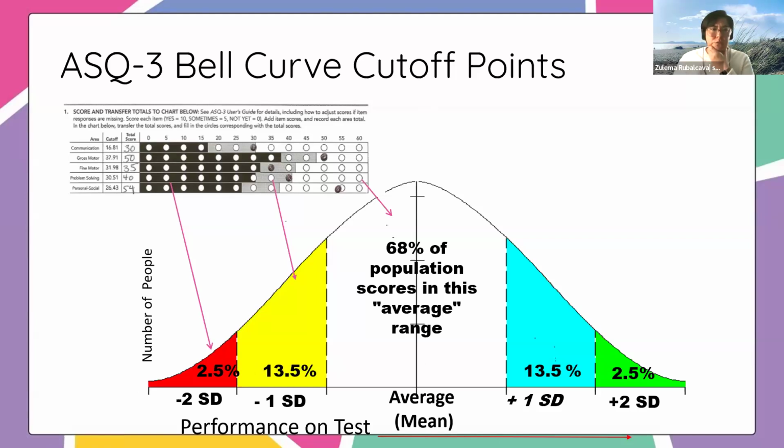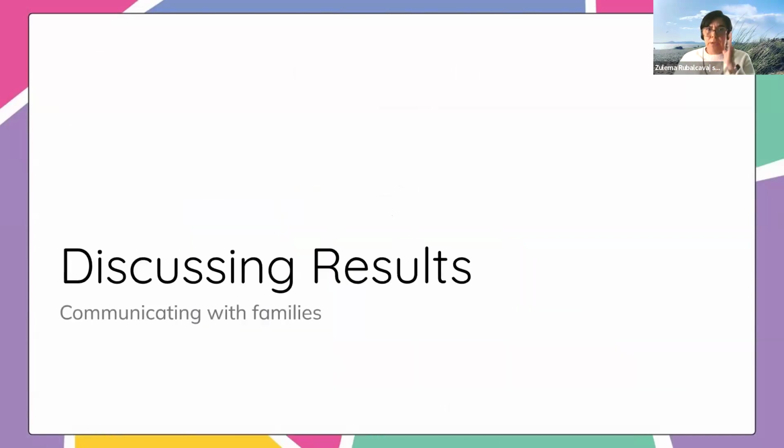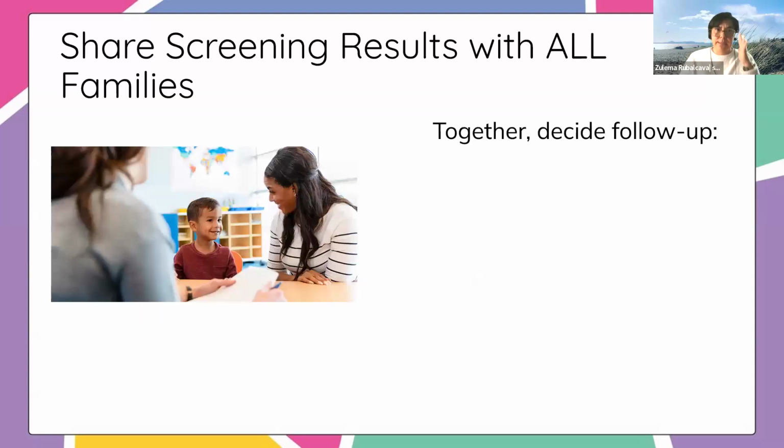Oh, you know what I also did not do is, let's talk about having those conversations, right? Communicating the results with families. There's also a handout. Oh, there's two handouts that I didn't mention. So for the scoring, there's also a scoring guide. And then there's also a handout on best strategies to have conversations with families.